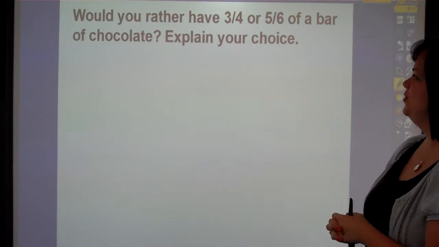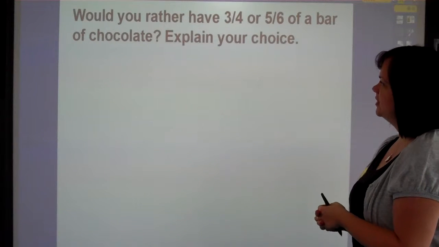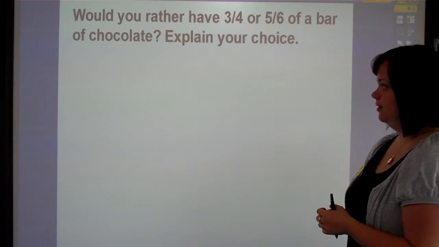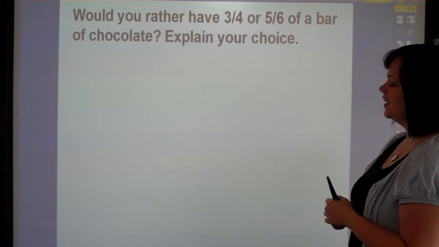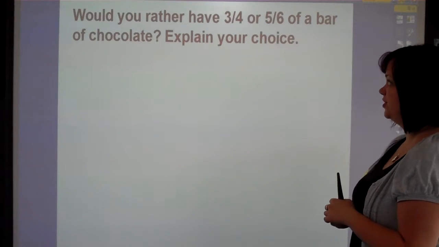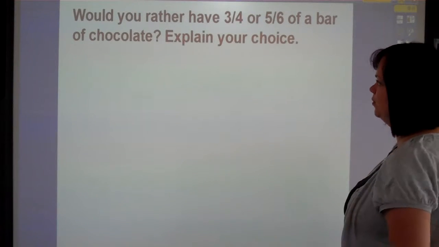This question: would you rather have 3/4 or 5/6 of a bar of chocolate? Explain your choice. Now, I love chocolate, so I'm looking for the biggest fraction, because that means I'm eating the most. At the moment, I have no idea which is bigger, 3/4 or 5/6. I could guess, but I would like to know mathematically which one's the biggest, just to make sure I'm getting the biggest bit of chocolate.